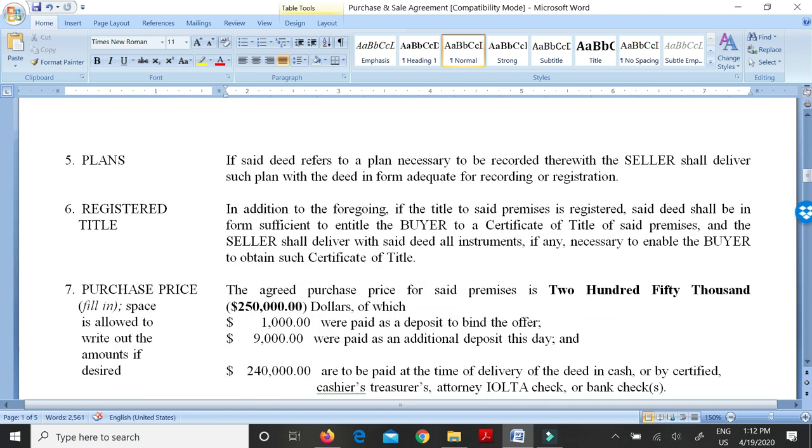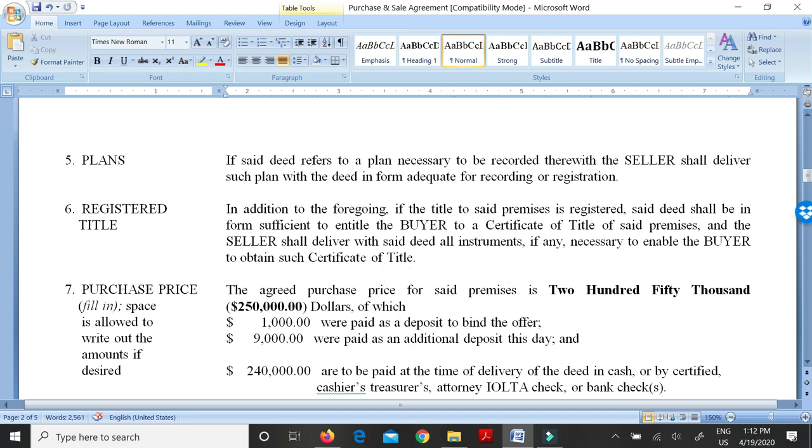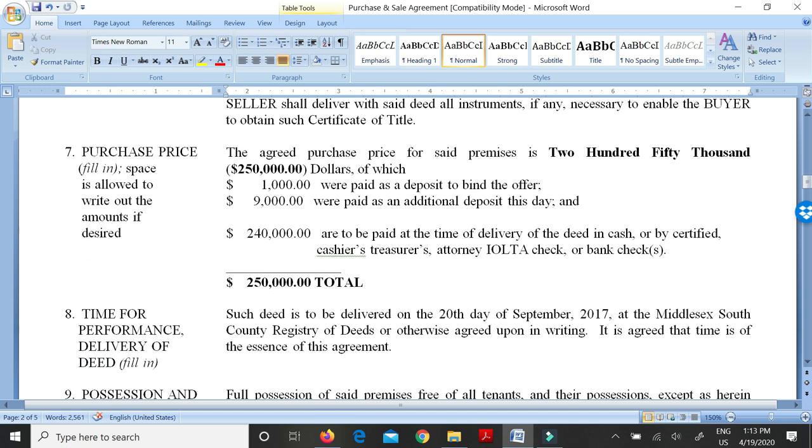The next section indicates that if for any reason plans are still needed for the property, the seller will provide them prior to closing. Because some properties are registered land, they must comply with the necessary requirements so that they can register title. Most are not, but if it were necessary, the seller has to promise to pay that.